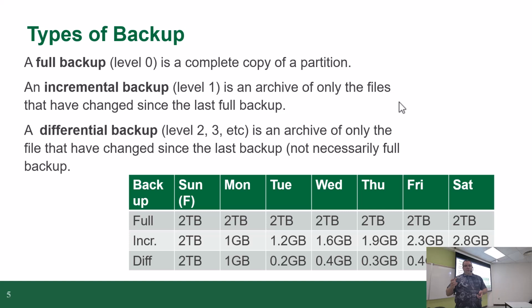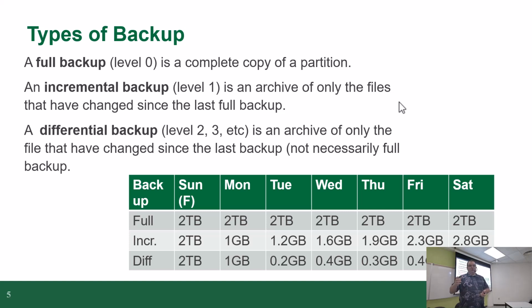If we are talking about doing an incremental backup, on Sunday we do 2 terabytes because we're doing a full backup on Sunday, right? On Monday, there has been 1 gig of files that have changed. So the Monday backup would be 1 gig. How would you bring yourself back to a working state?